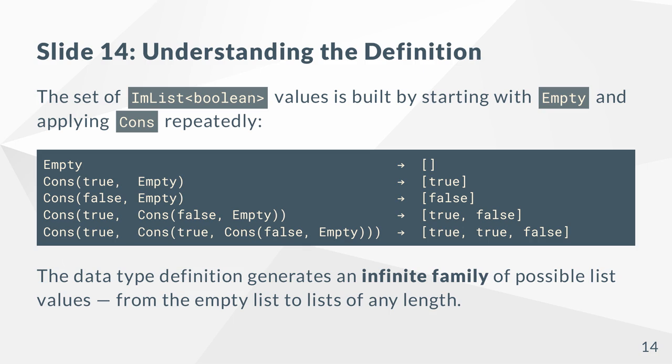The data type definition generates an infinite family of possible values. Starting from empty, the empty list, and applying cons repeatedly, we build every possible list. Cons of true and empty gives the list containing just true. Cons of true and cons of false and empty gives the list true, false. We can build lists of any length. The definition is finite. The family of values it describes is infinite. This is the power of a recursive definition.